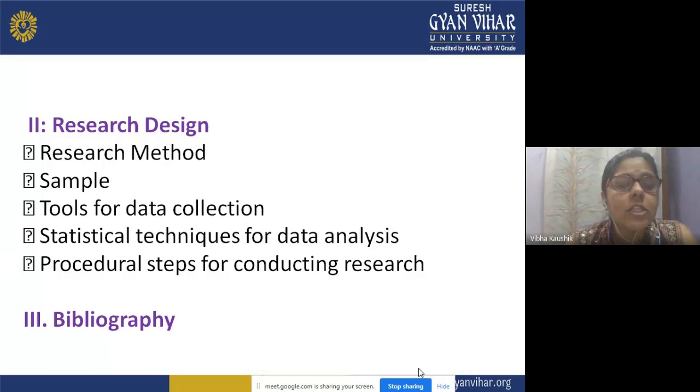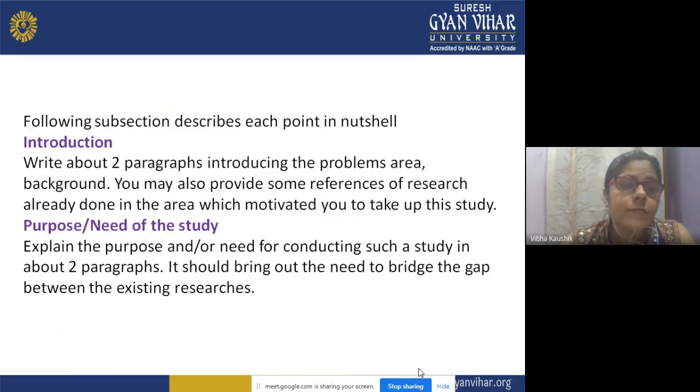Now the last one is the procedure, the steps for conducting research. What procedure have you selected for conducting your research? And in the end, you have to write the bibliography, meaning the references. Now, the following subsections describe each point in a nutshell.